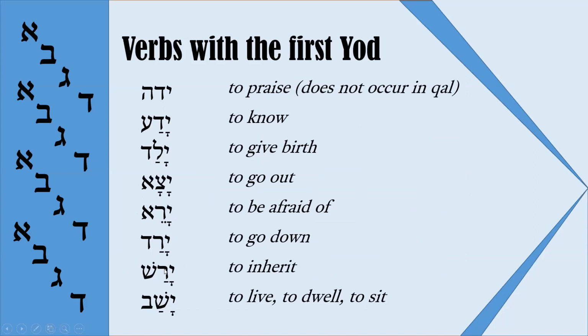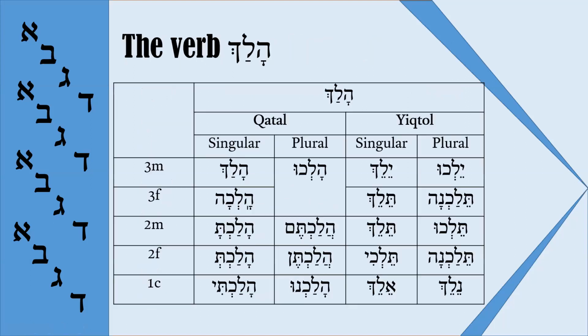This word yarash and yare will not behave as these verbs of the second class usually behave. So the yud in kal conjugation will always be there, but in other conjugations, this yud will be replaced with vav in some of the cases, but we will see it a little bit later. So yarat is to go down, yarash to inherit, and yashav, you know this word, to live, to dwell, to sit.